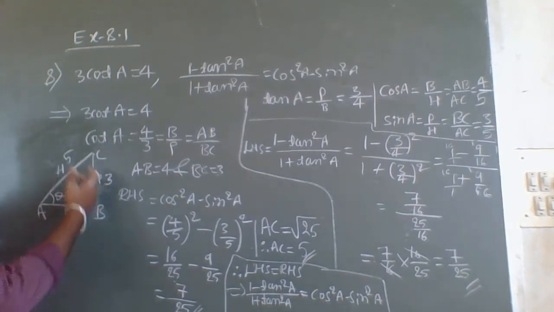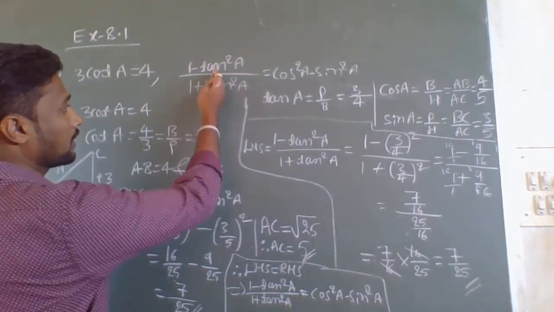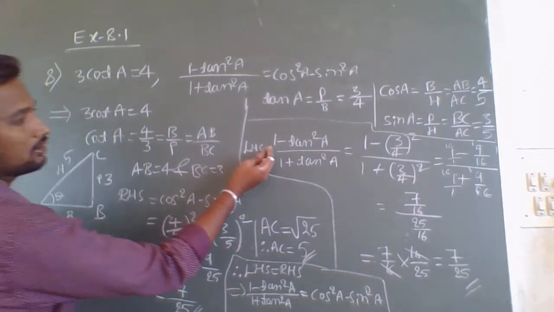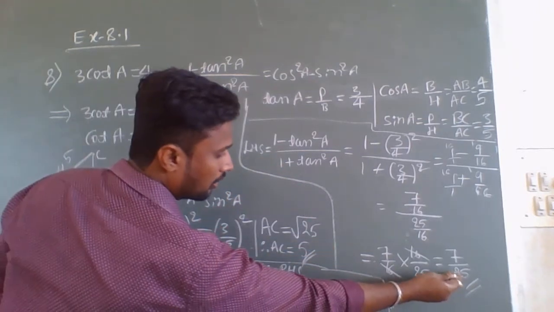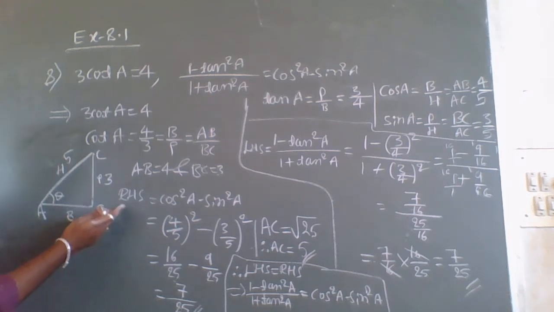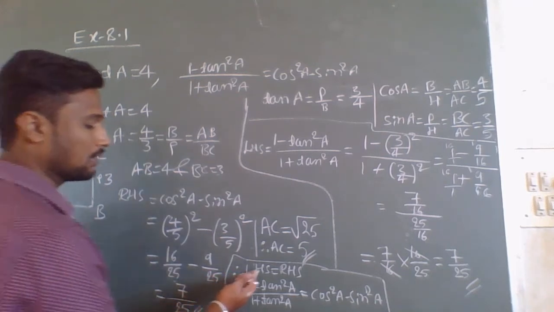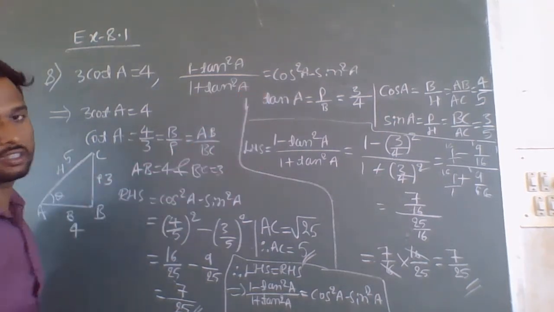By using these values, we will get the trigonometric ratios like tan A, cos A, and sin A. After getting this, you can easily calculate 1 minus tan square A by 1 plus tan square A. Here you got for LHS 7 by 25, and for RHS, cos square A minus sin square A, by considering these values we again get 7 by 25 only. So LHS equals RHS, which means 1 minus tan square A by 1 plus tan square A equals cos square A minus sin square A.